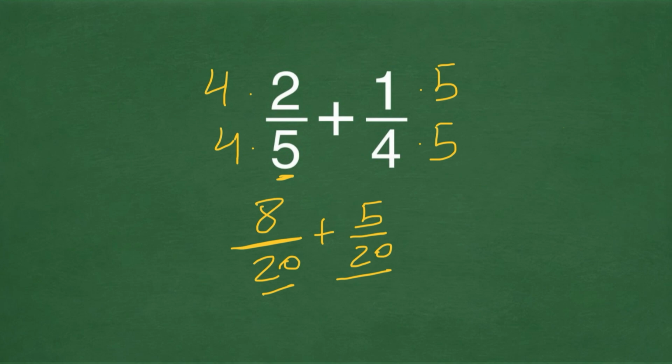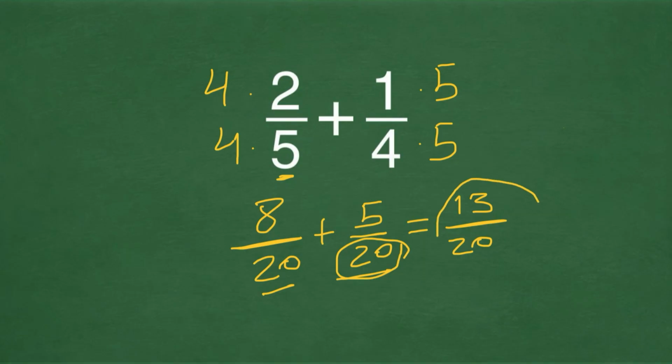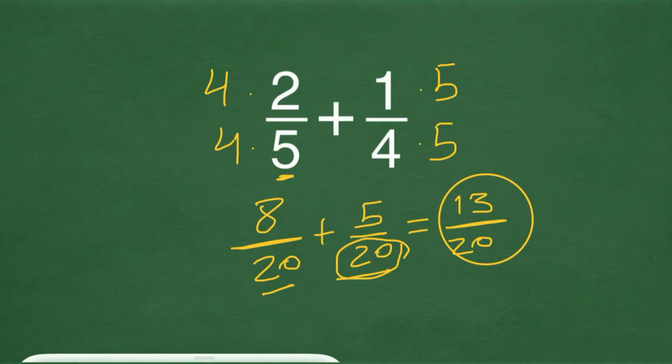So what is it actually? We can simply add the top numbers. 8 plus 5 is equal to 13, and we keep the denominator as 20. So the answer is 13 over 20. So the thing you need to remember for addition fraction problems is this. Convert the problem into a common denominator first, then simply add the top numbers and keep the bottom number as it is. And this same rule applies to subtraction as well. The only difference is you are going to subtract the top numbers instead of adding them. So that is how it works.